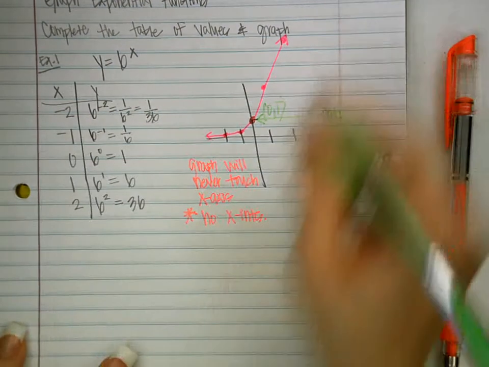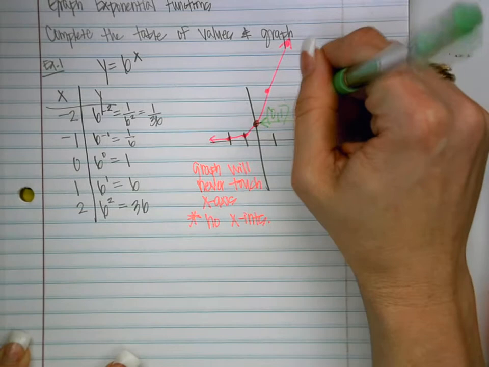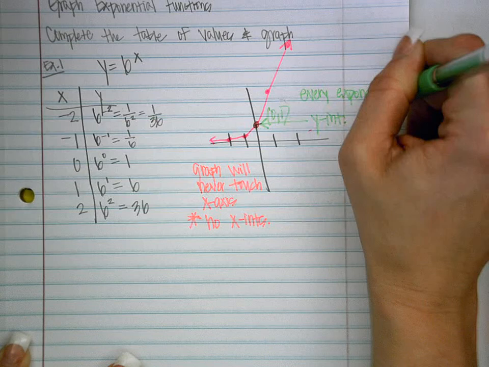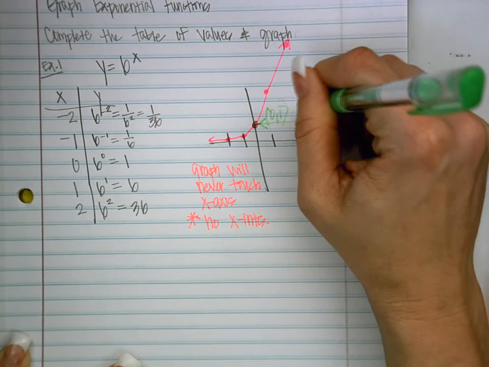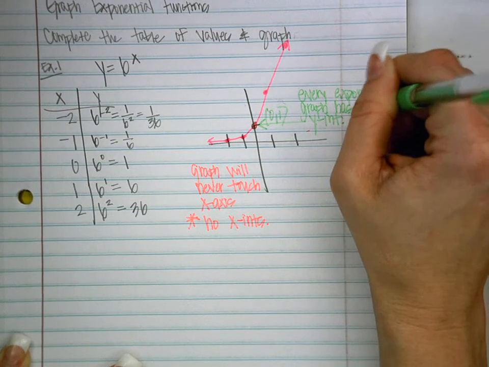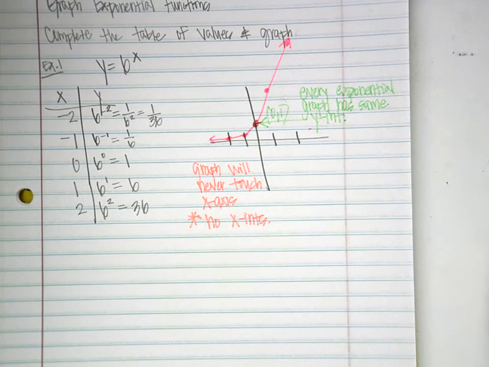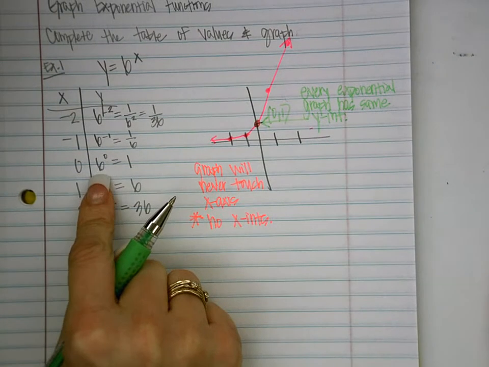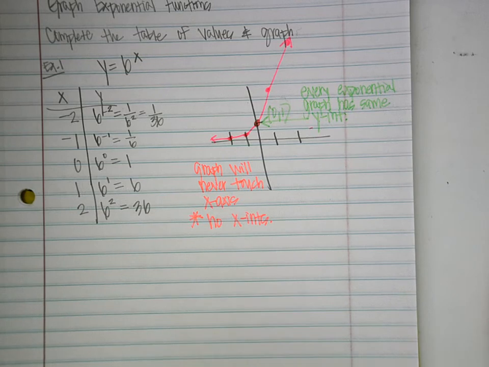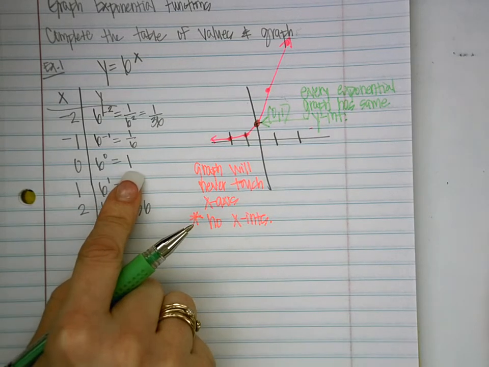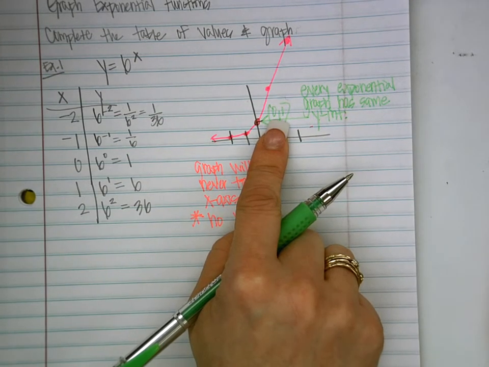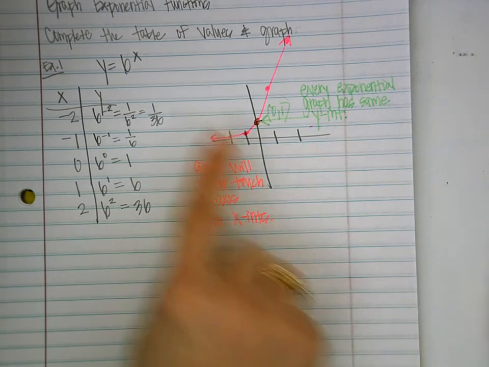It's really important that you realize that, because every exponential graph has the same y-intercept. The reason is that no matter what you have for your base, anything to the 0 power equals 1. So anytime you put a 0 in as the exponent, it's always going to give you a 1. So no matter what you plug in for your base, your graph is always going to have the point 0, 1.